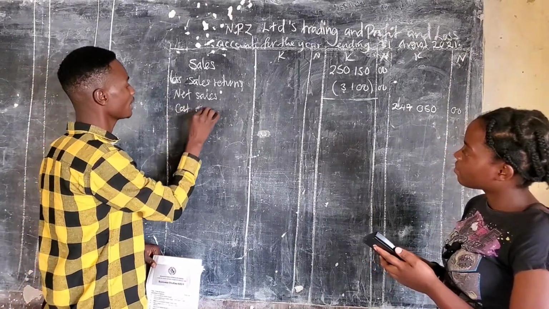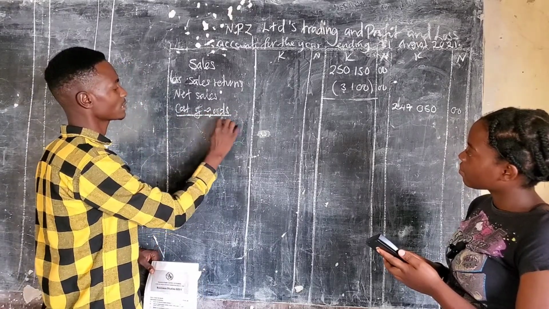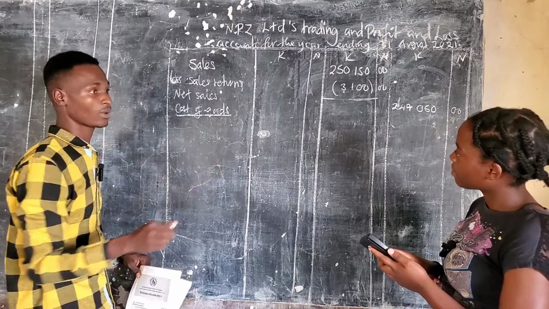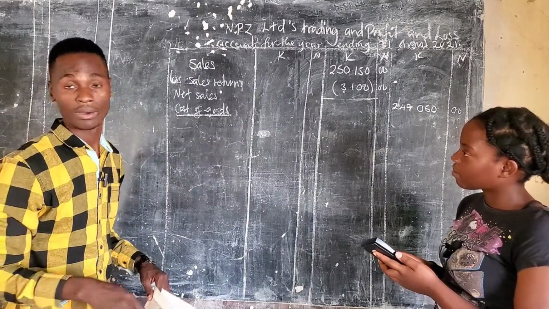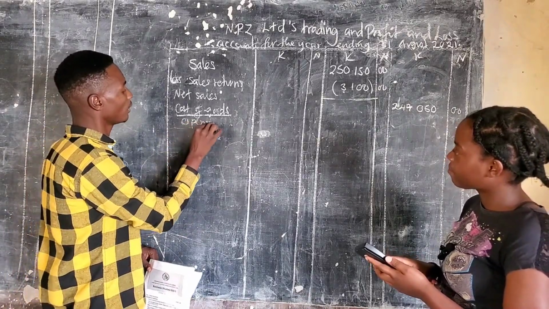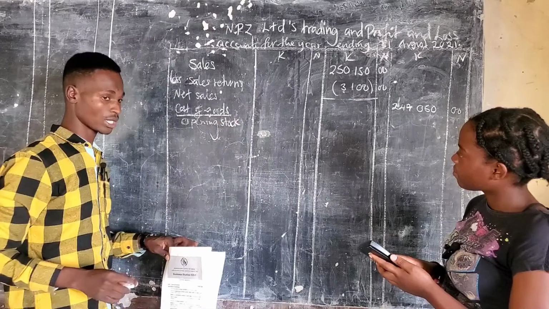That's good. From here, we're going to write with the title cost of goods. Cost of goods is a title, so let's underline it. It doesn't have a figure. Then what is the next item? Opening stock. So we check.